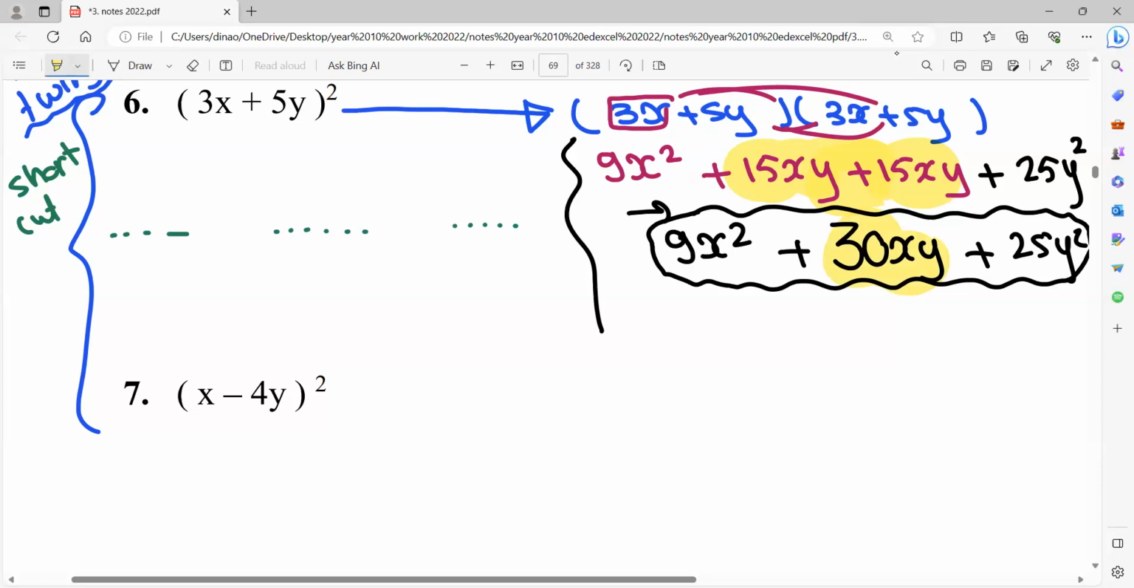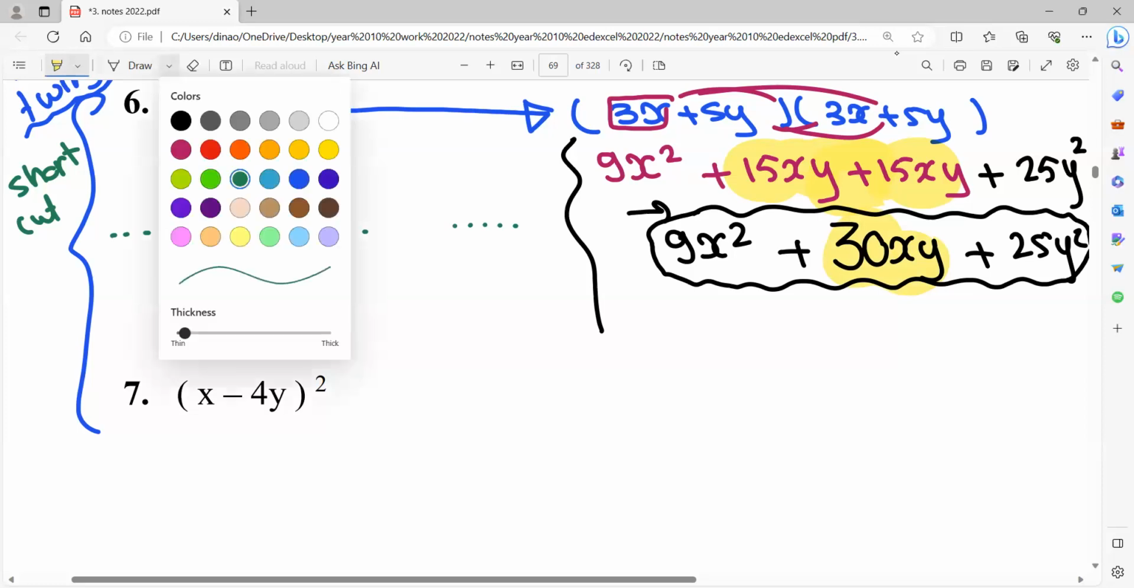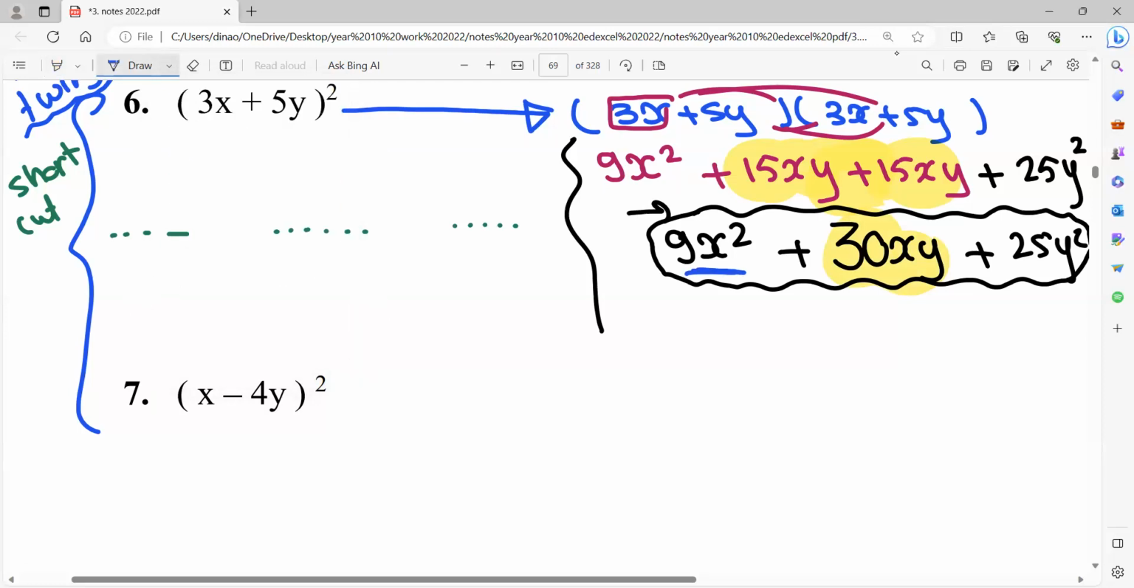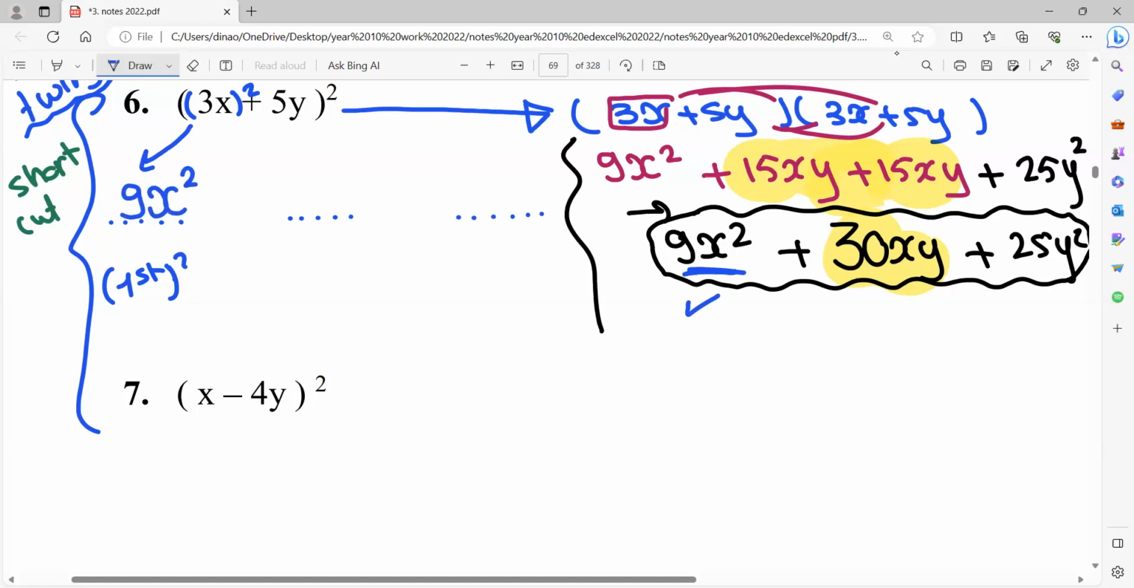Is there a shortcut that I can use for twins? Yes, there is a shortcut that I can use for twins. And what is this shortcut? Now, if you notice, 9x power 2 is the result of the first squared. So if I want to find the final answer of twins, I can do it immediately. The answer of twins is 3 terms. To find the first term, I square the first. So 3 power 2 is 9, x power 2 is x squared.